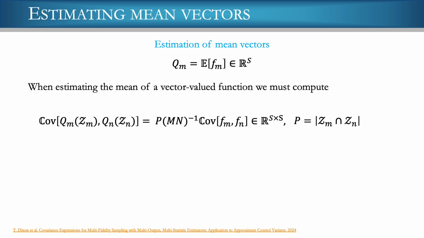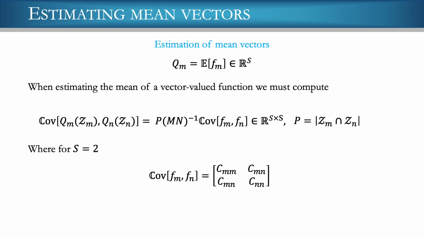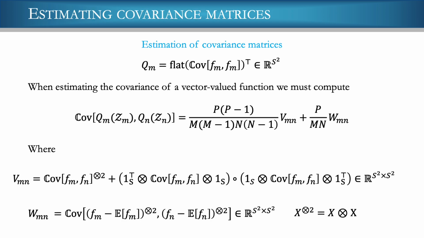Let's start with vector valued mean estimators. In this case, the estimated covariance of two estimators that use evaluations of models m and n on the sets z_m and z_n is given by the expression on the slide. It is simply the model covariance multiplied by the number of samples in both the sample sets z_m and z_n divided by the size of those sets. If the function computes two outputs, that is s equals 2, then the model covariance will be a 2 by 2 matrix. The expression for the estimated covariance of a flattened covariance matrix is more involved.